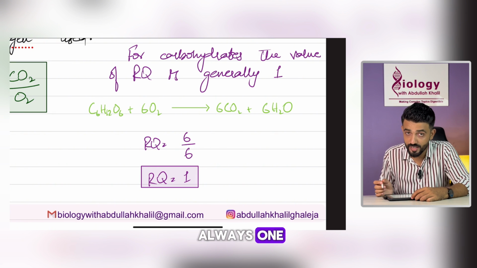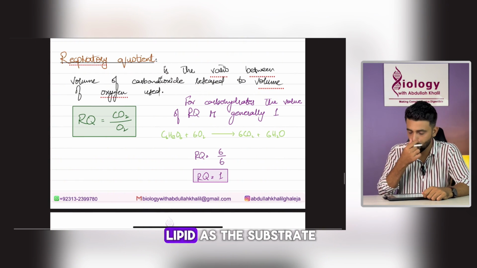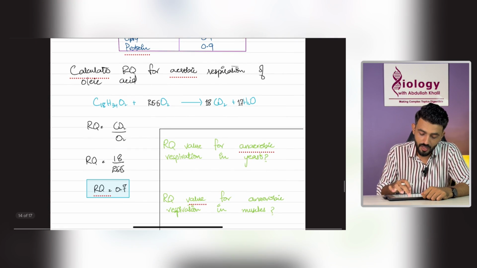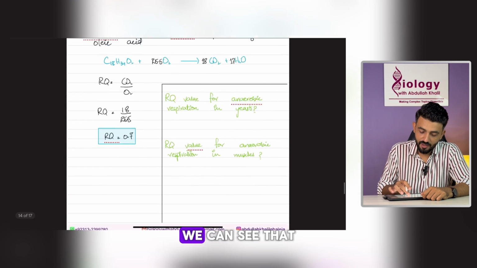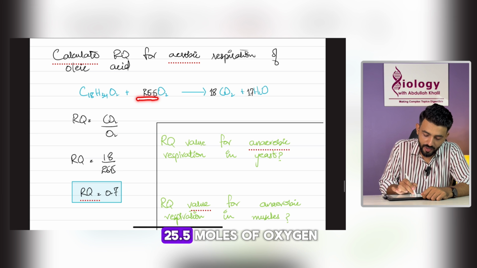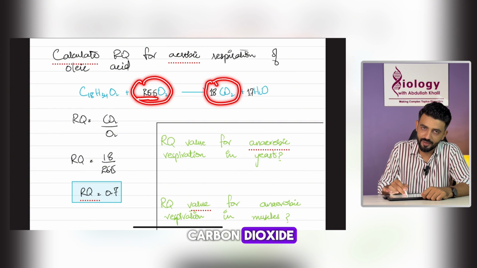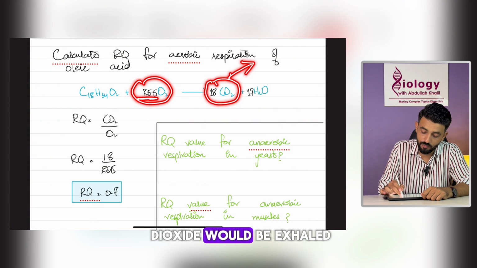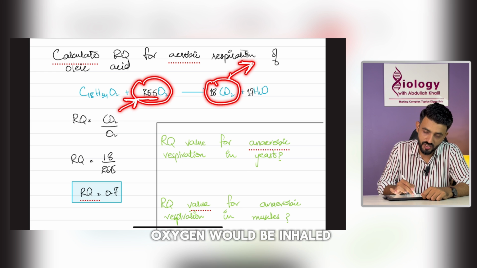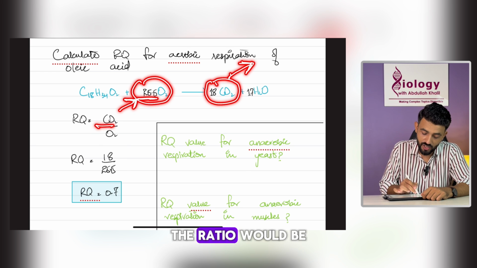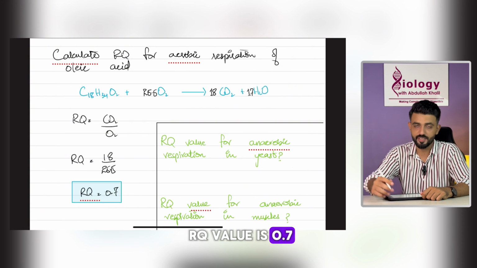But it is not always 1, because carbohydrates are not the only substrate. We can sometimes use lipid as the substrate. So if we use this lipid, oleic acid, we can see 25.5 moles of oxygen and 18 moles of carbon dioxide. So 18 moles of carbon dioxide would be exhaled, while 25.5 moles of oxygen would be inhaled. The ratio would be 18 to 25.5, and the answer to the RQ value is 0.7.